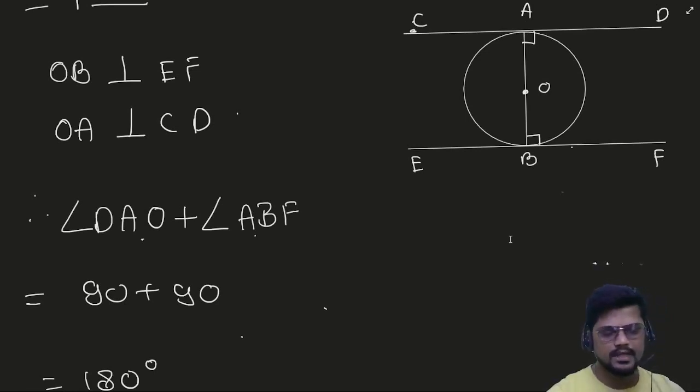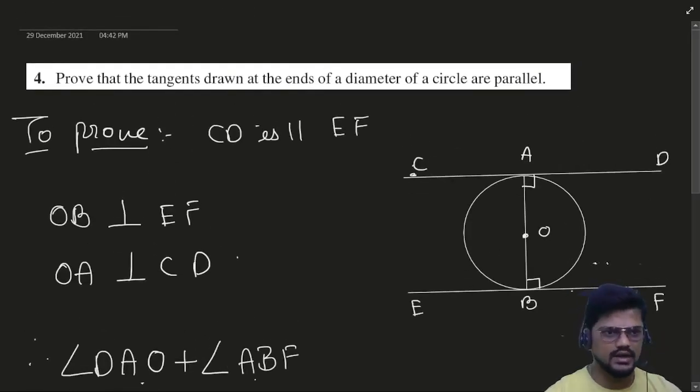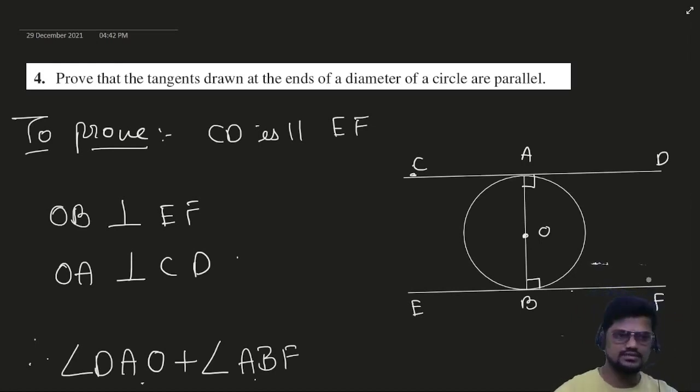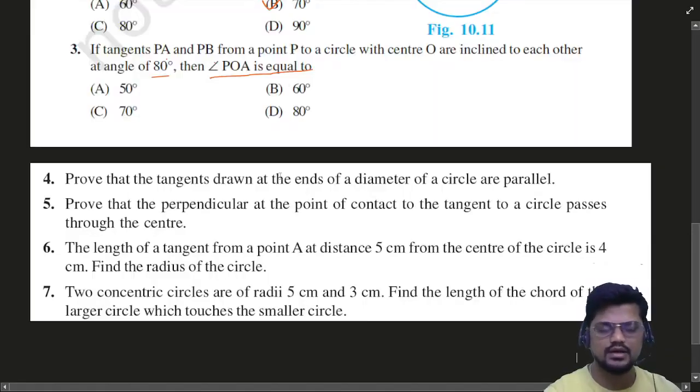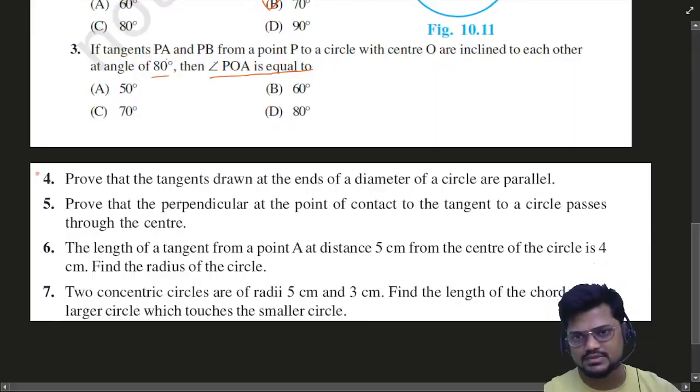Now, you can also prove that the two lines are parallel by using alternate angles. That is, angle CAO and angle OBF will be equal to 90. Since both of them are alternate angles, both the lines have to be parallel. That's it. You can use co-interior angles, or alternate angles, as per your wish. Now, the fourth problem has been completed.